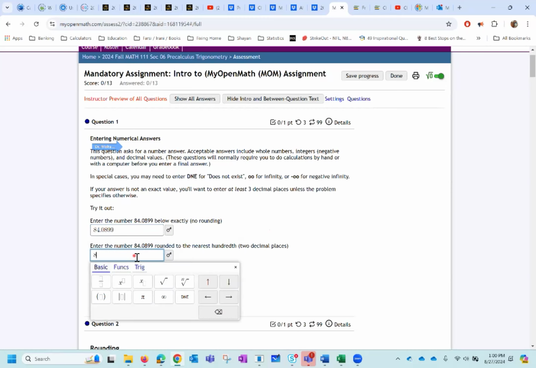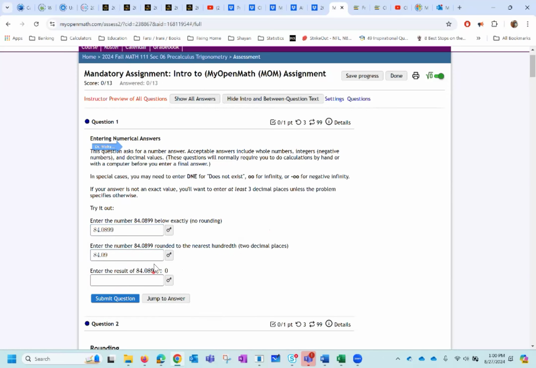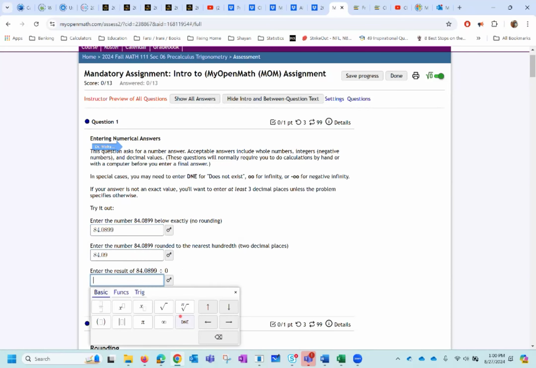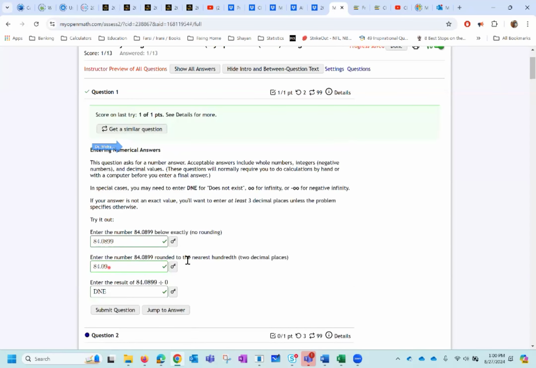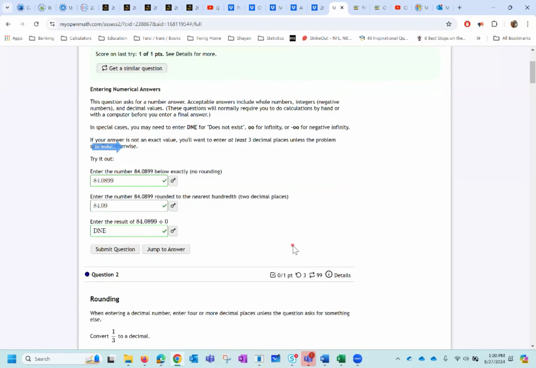So 84.08. Next to it is 9, goes up to 9. 84.09. It says divided by 0, we can't. It's undefined, doesn't have it. We say it's DNE, does not exist. And if I submit the question, the moment I submit the question, it registers my grade. And I got it right.